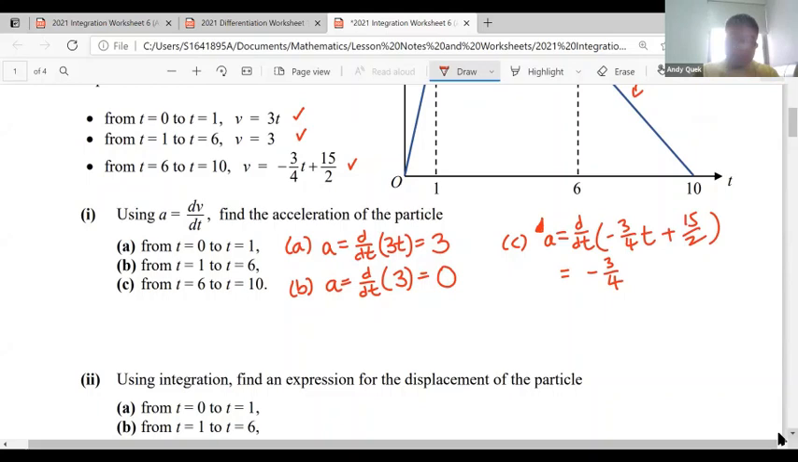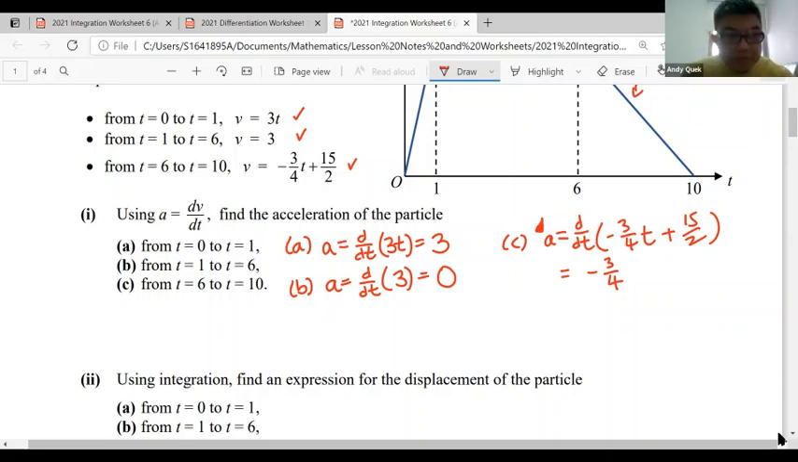For the next part, it's a little bit trickier, so you have to be aware of it because we are now going to do integration. And what you need to be aware of is that when we are doing integration, we are doing an indefinite integral. Do not forget to put the arbitrary constant.